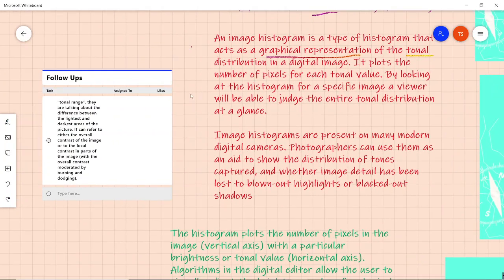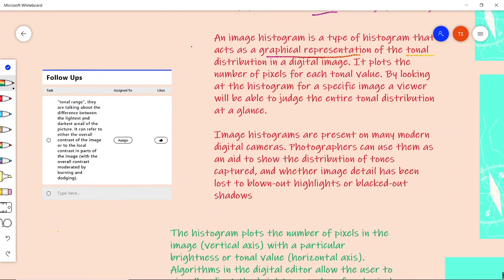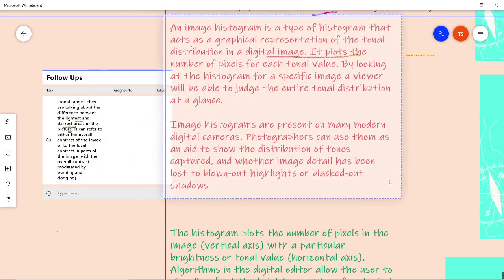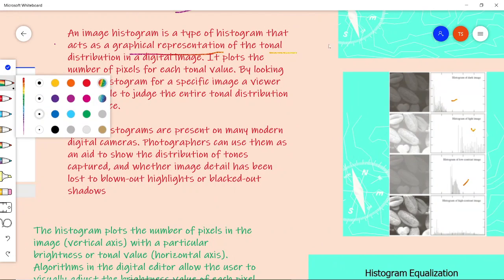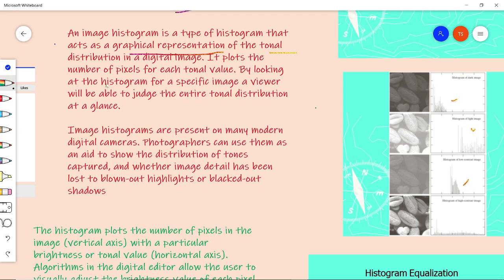What is meant by tonal? Tonal means the range of values. Those values are the difference between the lightest and the darkest areas of the picture. Okay, so tonal values give the range of the lightest and the darkest values. They are showing the difference. By taking those differences, we are plotting the graph. Then we are enhancing the image, and the number of pixels of each tonal value we plot in the graph of the histogram.